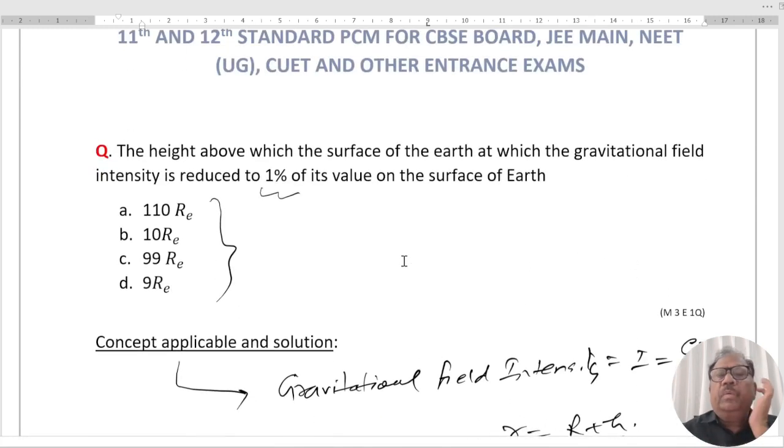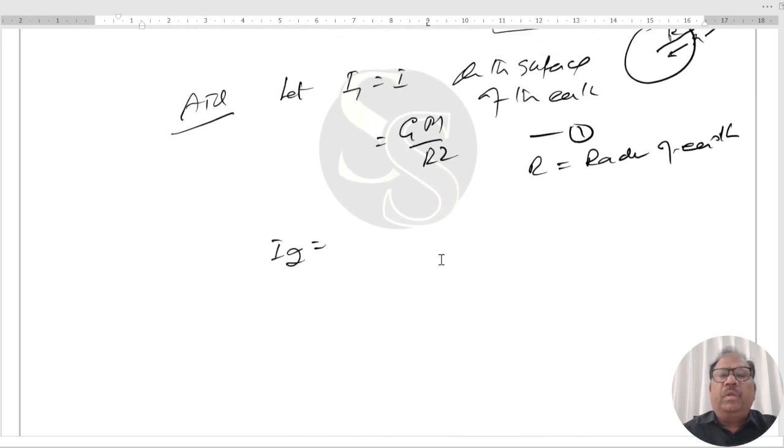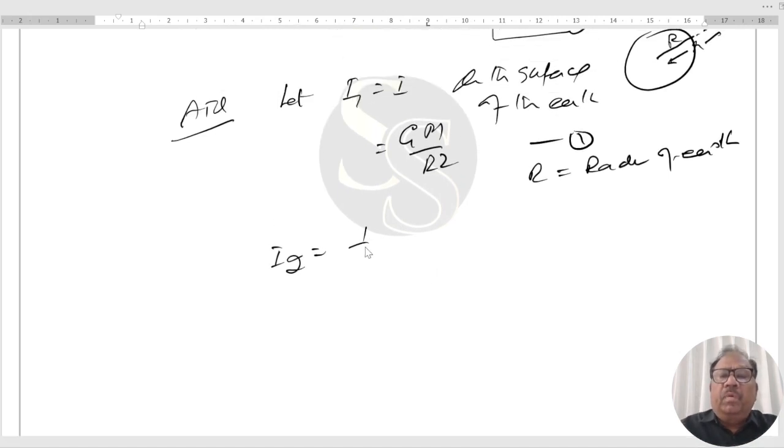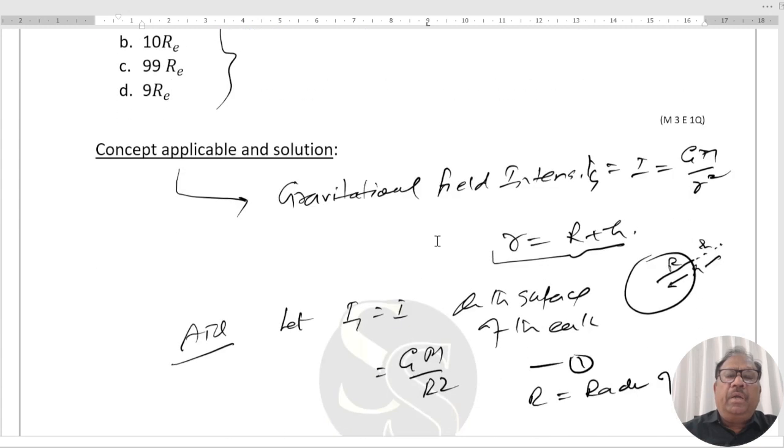कितनी पेंडिंग रहनी है वहां पर? Get reduced to 1%, यानी loss of 90%. तो 1%, 1 by 100 of I1. So you have to find the height.